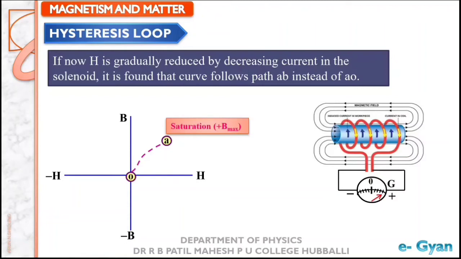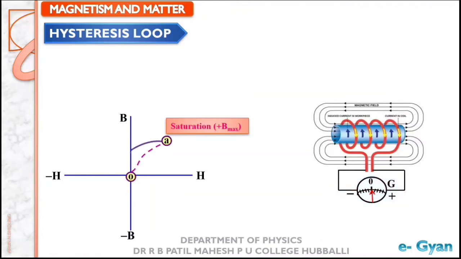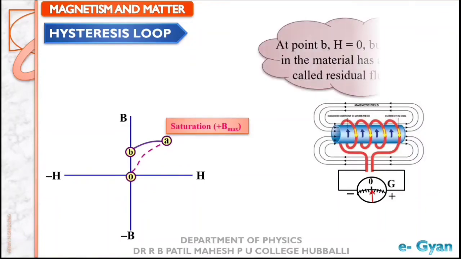If we do that, we find that the curve will follow AB instead of AO. So it doesn't go to the unmagnetized state, but it goes somewhere with a partially magnetized state. So we can see it here. If we reduce the current and go on reducing until it reaches 0, at that time we see that the material reaches point B rather than O.